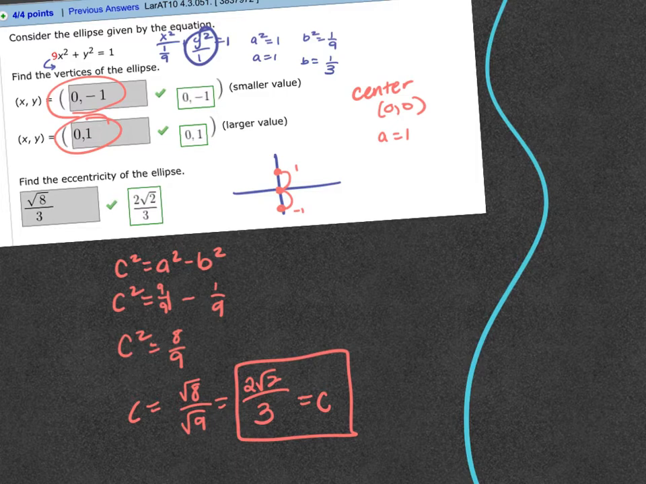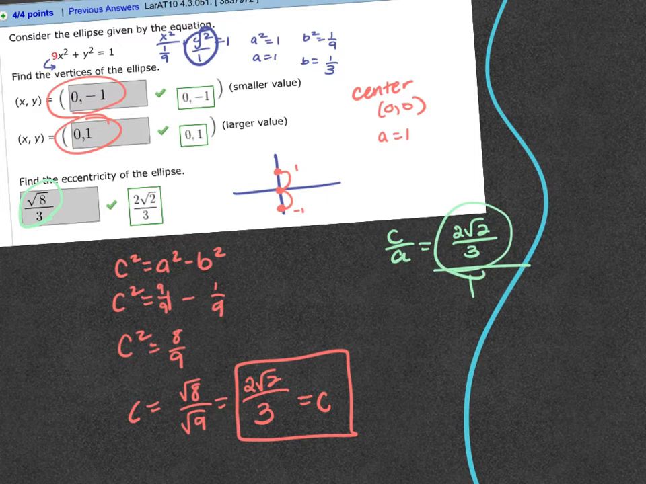So then the eccentricity is c over a. So it'd be 2 root 2 over 3 over 1, which just becomes 2 root 2 over 3. If you left it as square root of 8, it took your answer. It was okay with that. But just keep in mind that it probably would need to be rationalized if it's an answer for an open-ended or a multiple choice on our end.